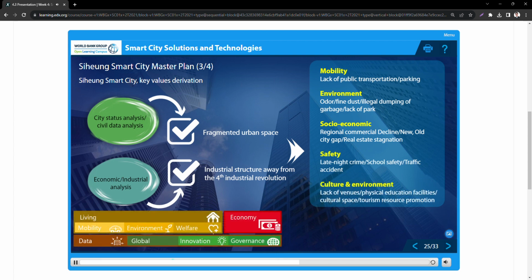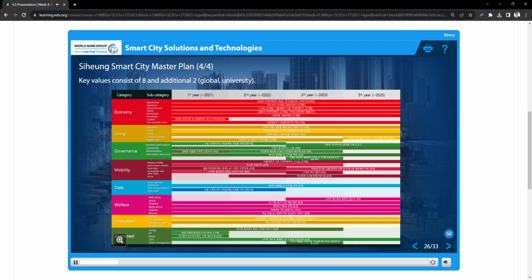Through the review conducted by the advisory groups in each field, Seiyun derived a total of 10 key values, including living, mobility, environment, welfare, economy, data, global, innovation, governance, and university. These are specific examples of the Seiyun Smart City Master Plan. Currently, there are 8 key values, and Seiyun is planning to add 2 more key values, which are global and university. Each key value has several subcategories, projects, and action plans that are yearly revised.